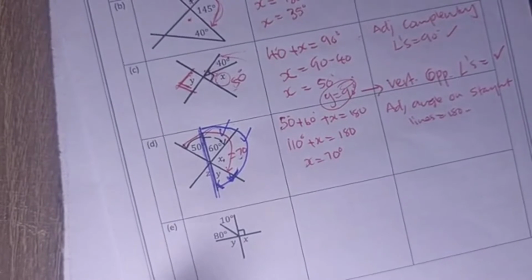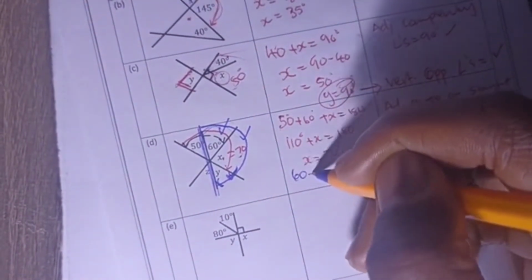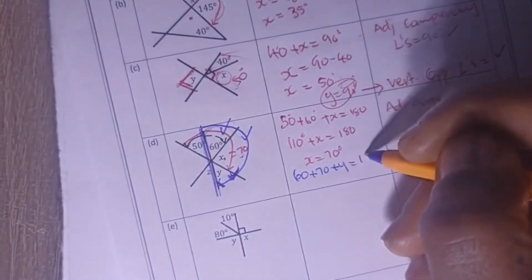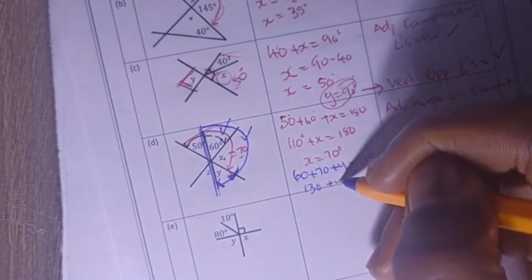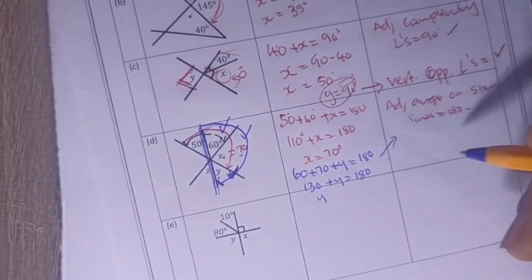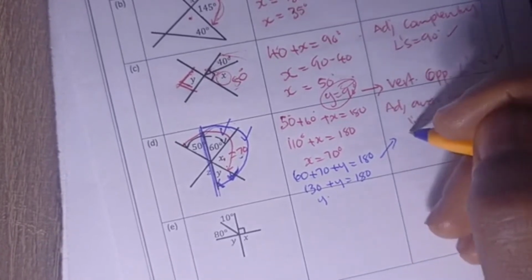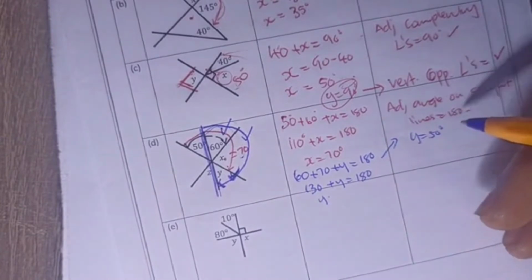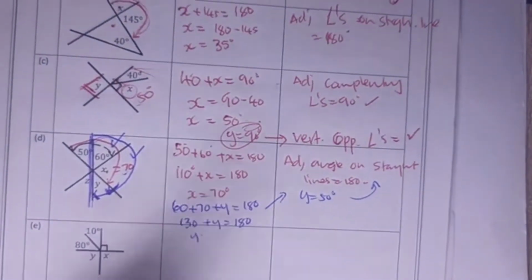We get how much, people? Straight line. You see a straight line also. So I can say 60 plus 70 plus y equals to 180. 60 plus this is 130 plus y equals to 180. It has to be 50. Then y is equals to 50 degrees. Why? Adjacent angles on a straight line. I use angles on a straight line.